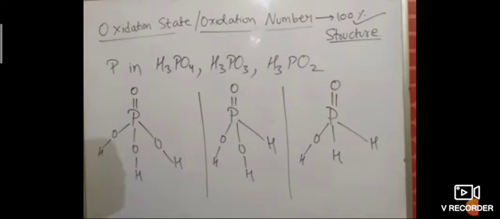Could you calculate the oxidation state of phosphorus in the given structures: H3PO4, H3PO3, H3PO2? You calculate and find out the oxidation state of phosphorus in all those compounds. You know that a double bond means 2 electrons, a single bond means 1 electron, and you have to find out which is less electronegative. Electropositive means it will have a plus charge, electronegative means it will have a minus charge. So calculate and send it.